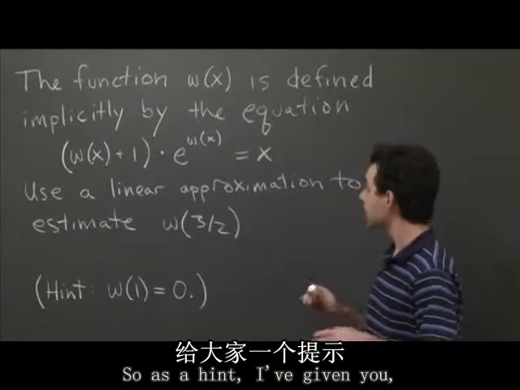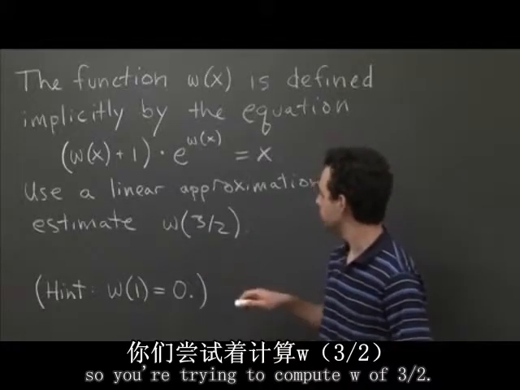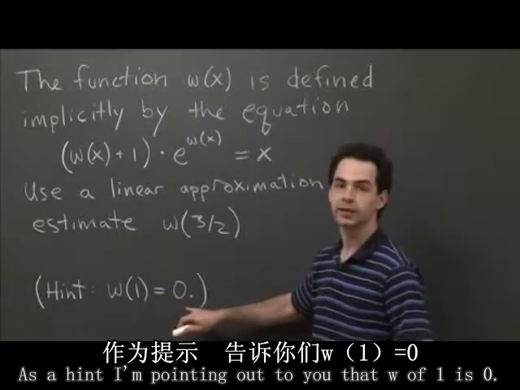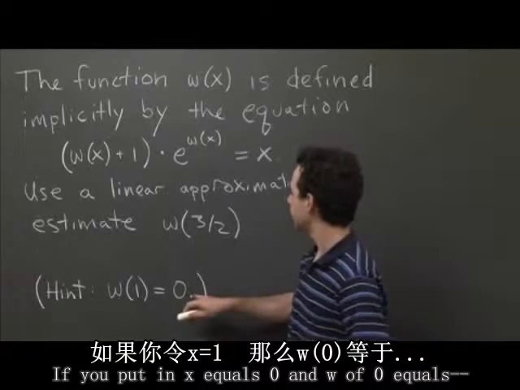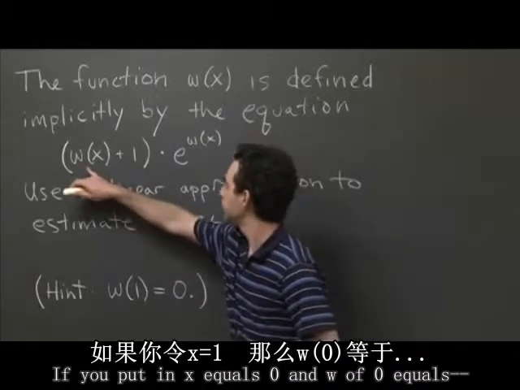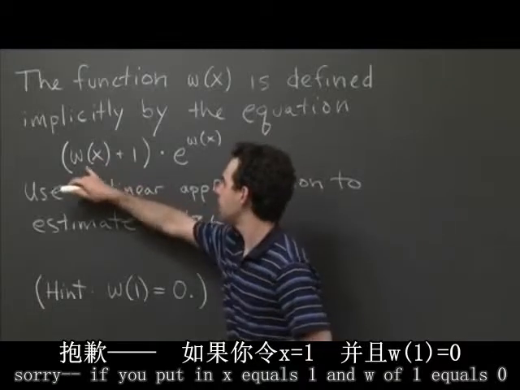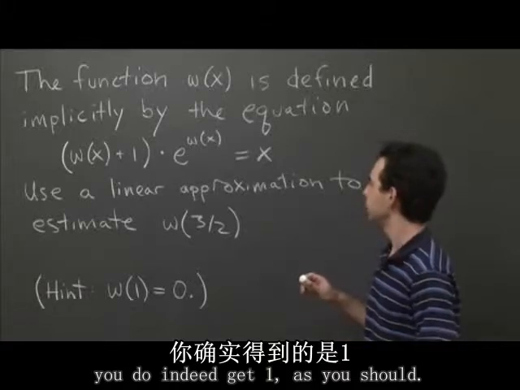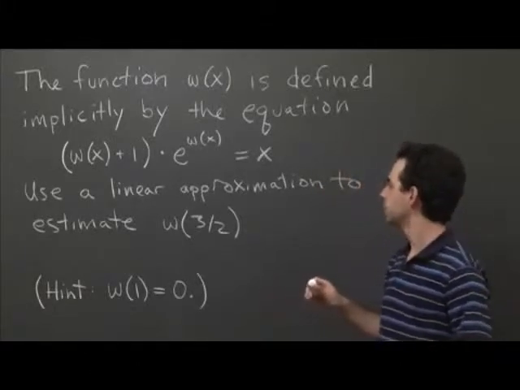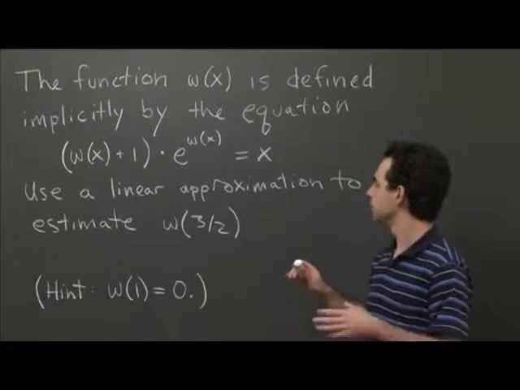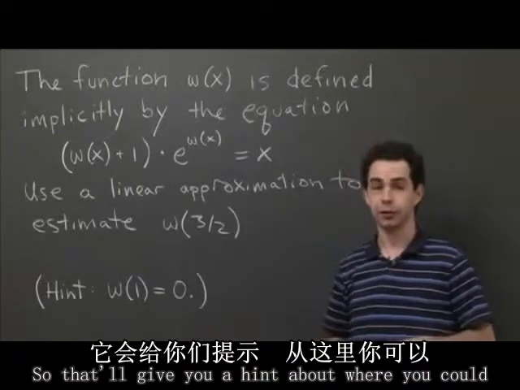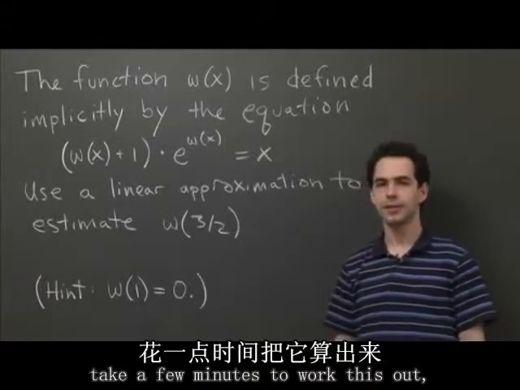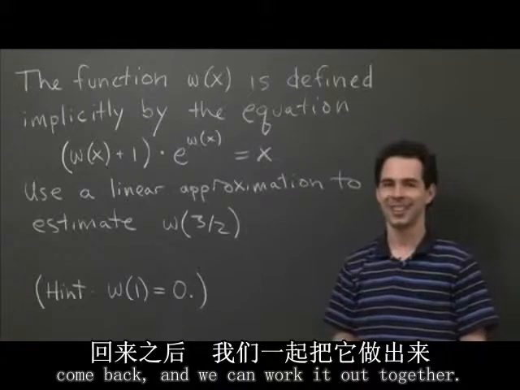As a hint, since you're trying to compute w of 3/2, I'm pointing out to you that w of 1 is 0. If you put in x equals 1 and w of 1 equals 0 on the left-hand side, you do indeed get 1, as you should. So that gives you a hint about where you could base your linear approximation. Why don't you pause the video, take a few minutes to work this out, come back, and we can work it out together.